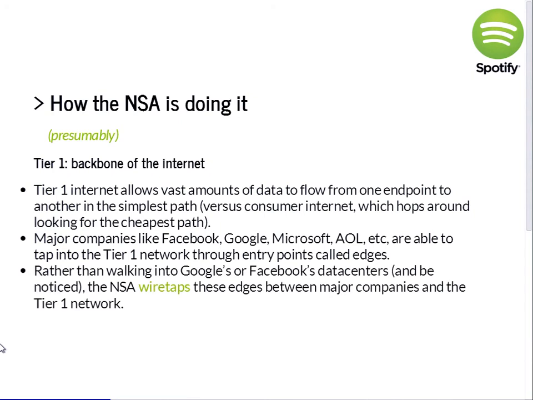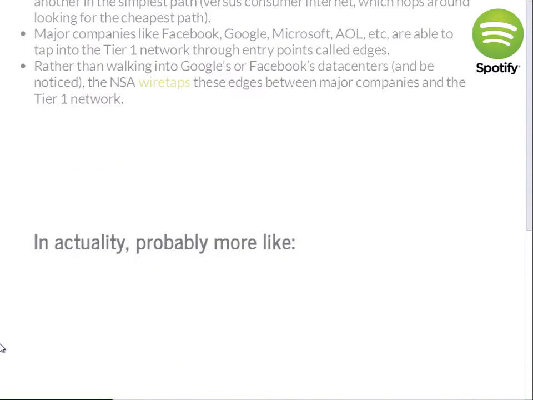And then rather than walking into Google or Facebook's data centers and being noticed, the NSA actually just wiretaps these edges between major companies and the tier one network. And you might be asking, what about TLS/SSL encryption? Well, who's to say that they're not just calling up certificate authorities and getting access to private keys? Or trying to decrypt it themselves.